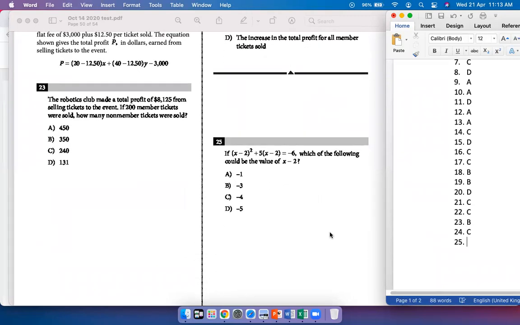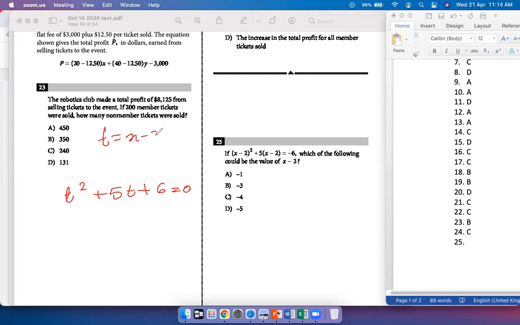Okay, this is a quadratic equation, and they're asking me the value of X minus 2. So let X minus 2 be T. So T squared plus 5T plus 6 is 0, where T is X minus 2. So (T plus 2)(T plus 3) is 0. So T is negative 2 or negative 3. So X minus 2 is negative 2 or negative 3. So from the options, X minus 2 can be option B. Okay, so that's option B.